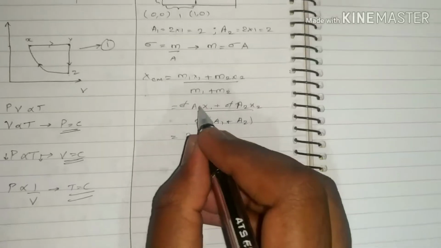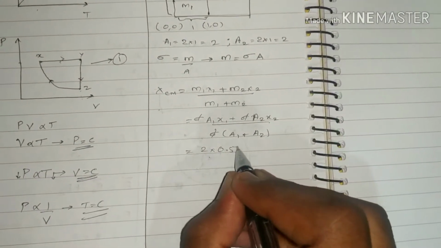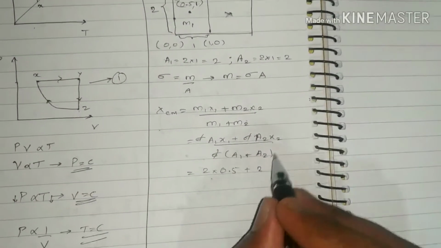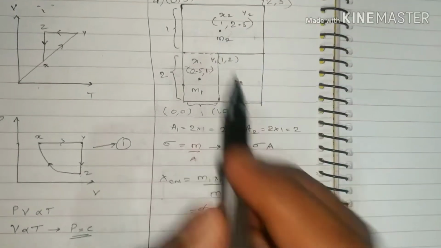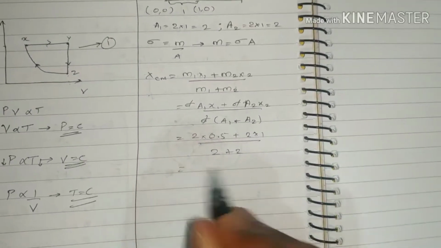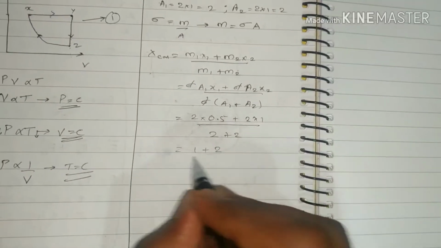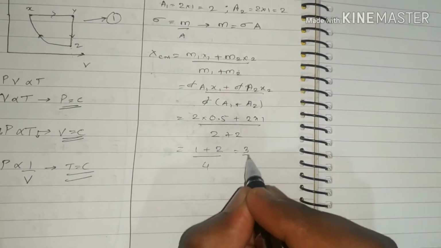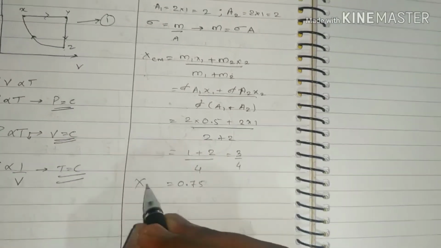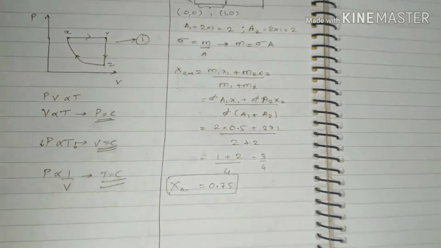Now instead of x1 I shall substitute 0.5, plus, instead of a2 we have already found that a2 is 2, and instead of x2 I shall substitute 1, upon a1 plus a2, that is 2 plus 2. The calculation will give me 2 into 0.5 is 1 plus 2 into 1 is 2 upon 2 plus 2 is 4. In short, it is 3 by 4. That means 0.75. That will be your XCM. You've got your x coordinate.